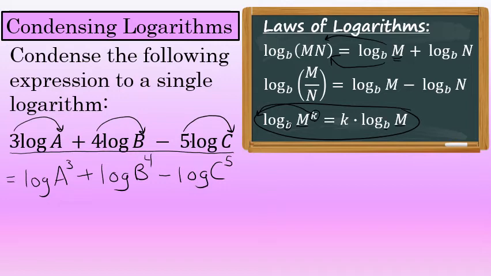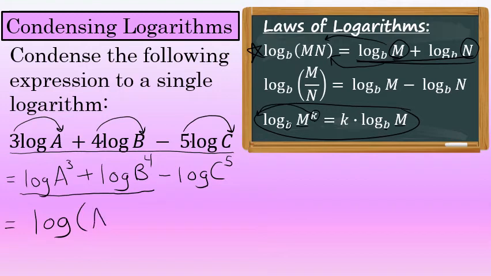At this point, I'm going to work from left to right. First, I'll look at the log of a to the third plus the log of b to the fourth. And I'm going to apply the first law of logarithms that states that if you're taking the logarithm of some factor plus the logarithm of something else, that can be written as a single logarithm of a product. And the 2 factors in that product are a to the third and b to the fourth in this case.